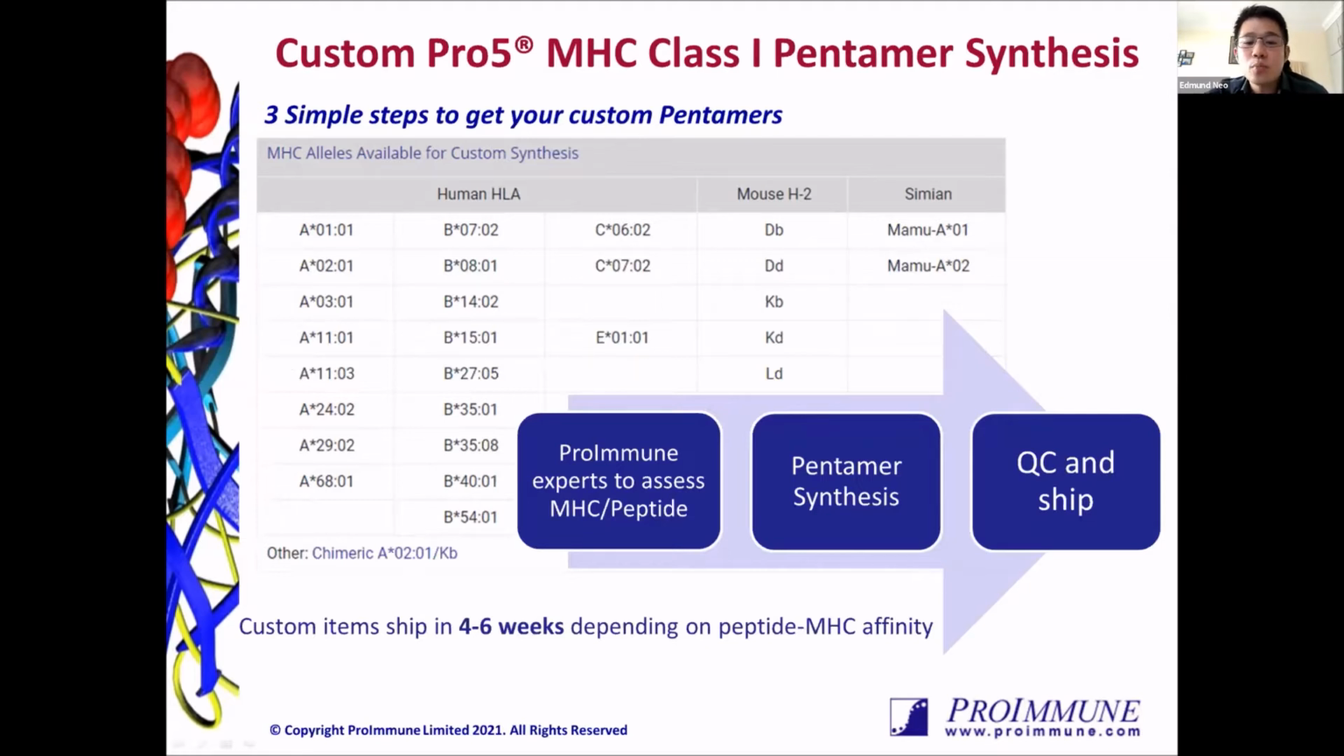Firstly, we will need you to provide us with your desired MHC peptide information, which our experienced team will assess using a combination of different tools to check if we can accept those sequences for a custom synthesis. If not, we will request supporting information from you. Secondly, once the MHC peptide has been accepted, you may place the order with us and we will start with the pentamer synthesis. Lastly, QC will be done and shipped out in about 4 to 6 weeks from the date of your order.